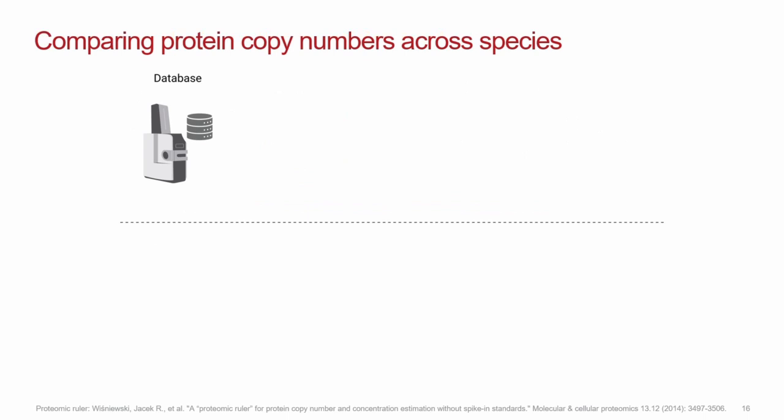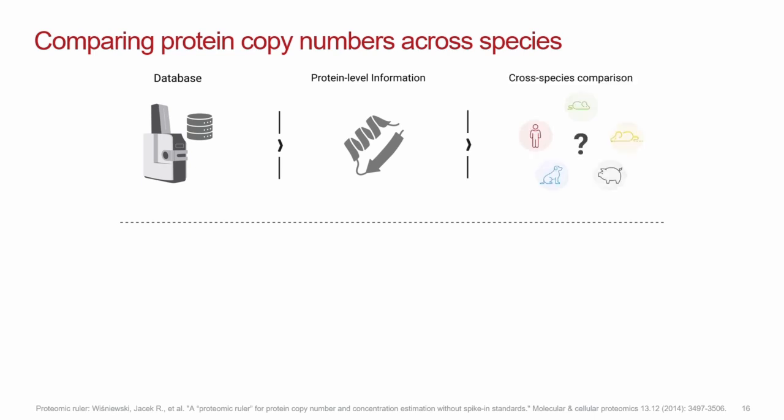Now let's continue and go again back to the database. We saw that we have protein and peptide level information, but now let's compare across these species. Now, comparing protein quantities across species is not that easy, and we wanted to avoid having an additional sample preparation step. For example, the need of adding heavy labeled peptides. We were looking for an easy way.